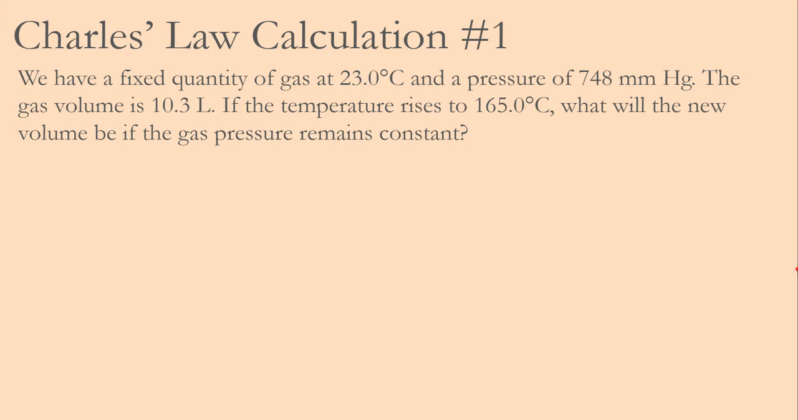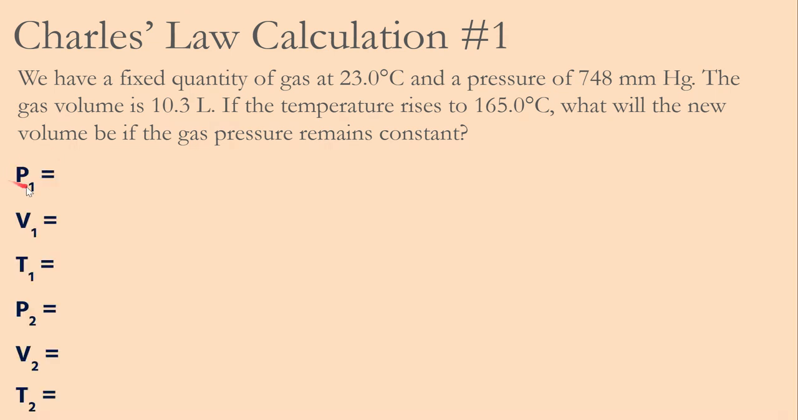So now let's do a Charles' law calculation. In Charles' law, we're going to start this one by saying we have a fixed quantity of gas at 23 degrees Celsius and a pressure of 748 millimeters of mercury. This may sound familiar from our last problem. The volume of this gas starts at 10.3 liters. Now, if the temperature rises to 165 degrees Celsius, the problem's asking what will the new volume be when the gas pressure remains constant. Let's do the same thing we did before.